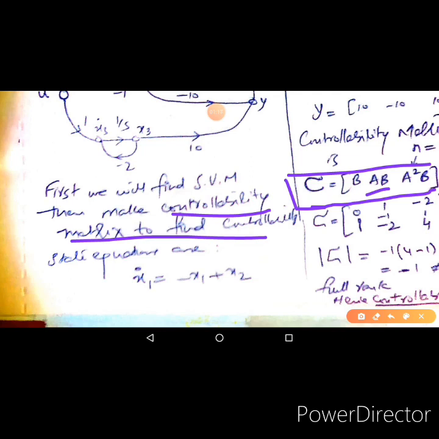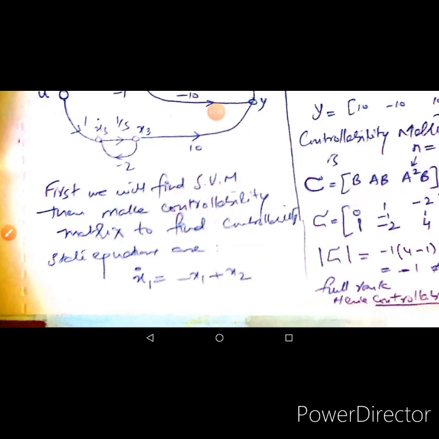If the order of the system is 3, we don't know the order of the system yet, but if it is 3, then we have to go to A square. We multiply A with A and then with B. In this way, we make the controllability matrix. Then we find the determinant of the controllability matrix to see whether it's full rank or not. If the determinant turns out to be 0, then it is not a full rank matrix. For the system to be controllable, the determinant must be non-zero. So that is what we do.